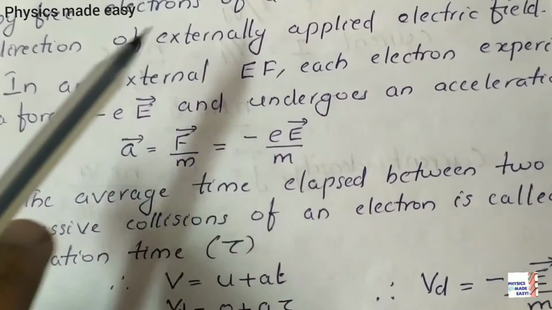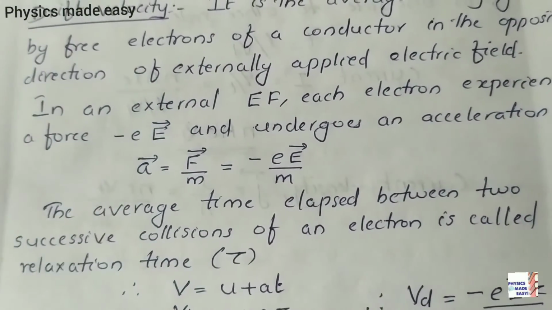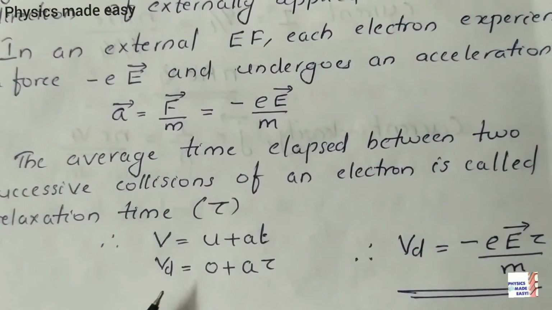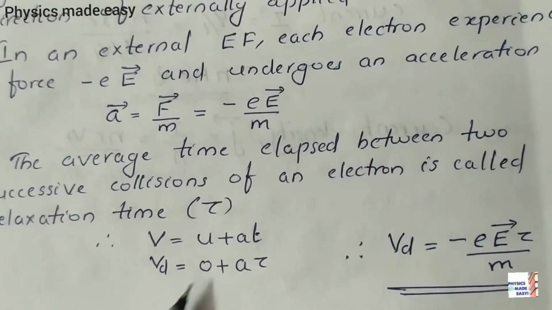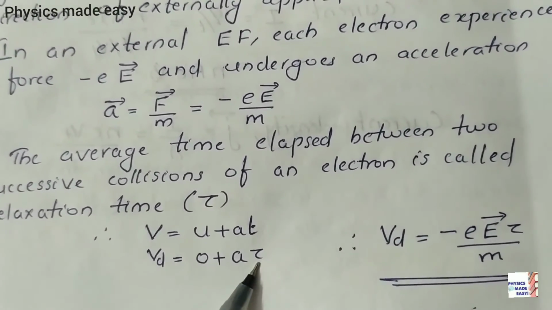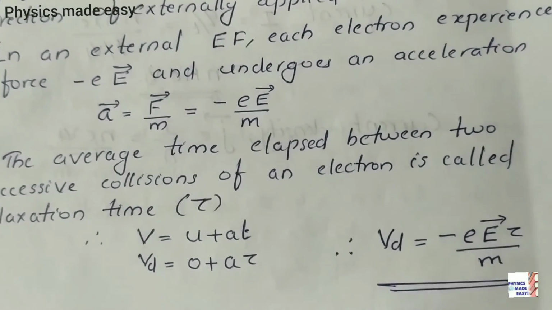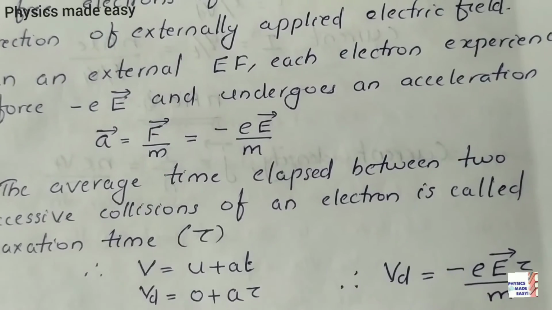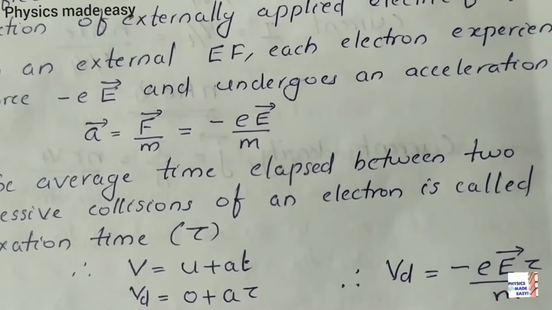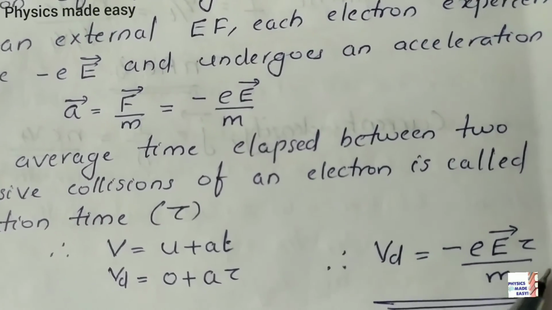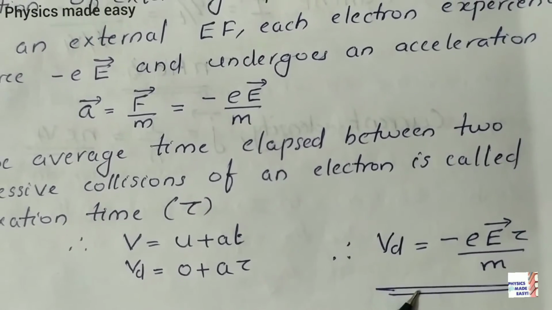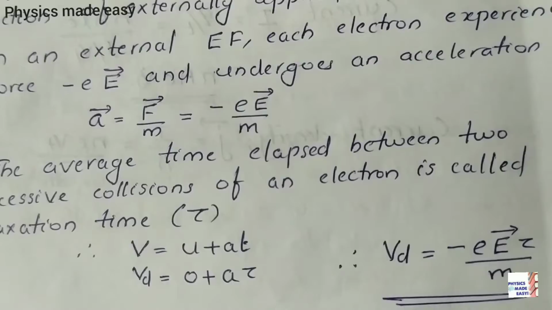I told you that average velocity is known as the drift velocity, represented by Vd. That Vd we can write as Vd equals 0 plus A into tau. From this we can substitute the expression for acceleration in this equation. Then you will get Vd equal to minus E tau by m. This is the equation for drift velocity of free electrons.